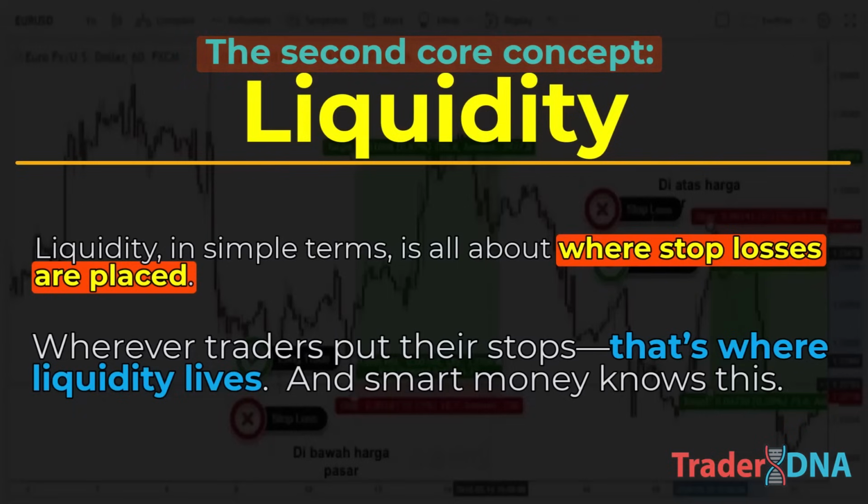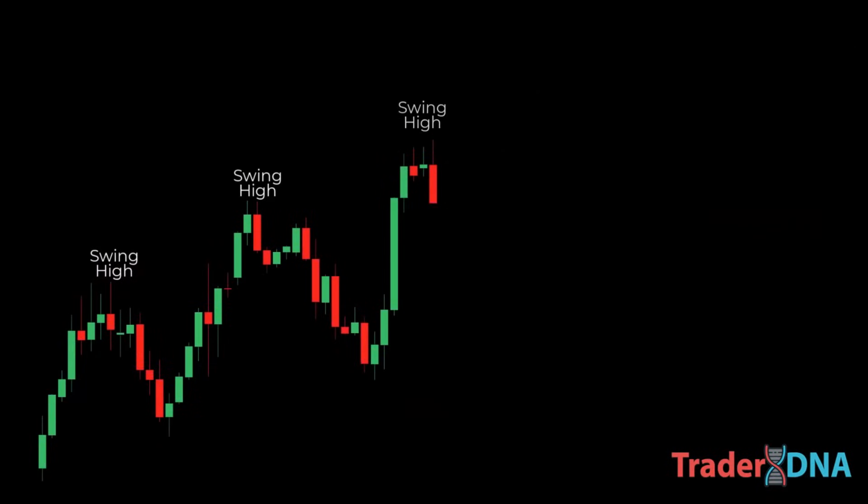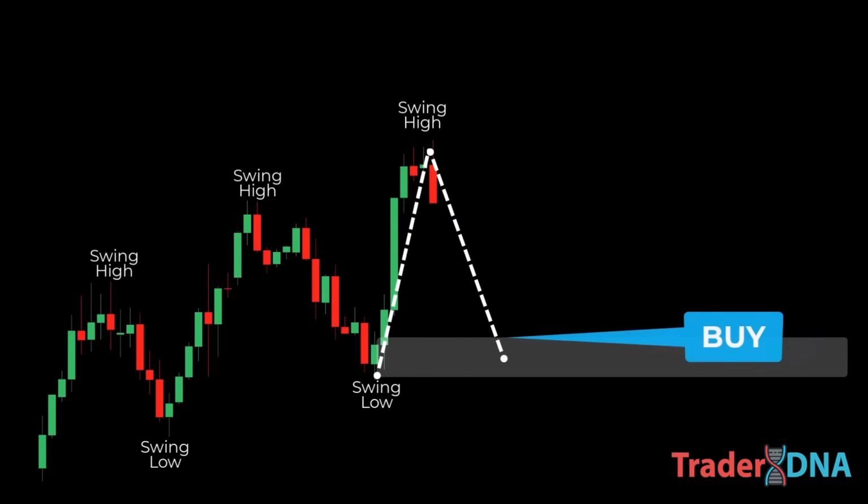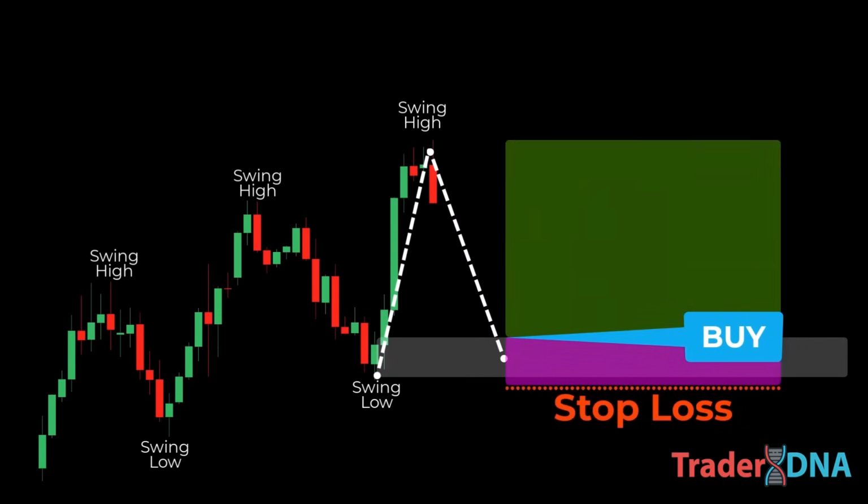Let me explain. Every swing high and swing low on the chart holds liquidity. Why? Because that's exactly where retail traders are taught to place their stop losses. For example, if price is trending upward and then pulls back, many traders will jump in with long positions and place their stops just below the previous swing low, expecting the uptrend to continue.